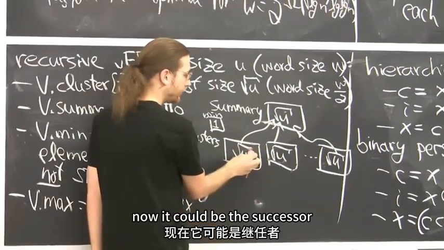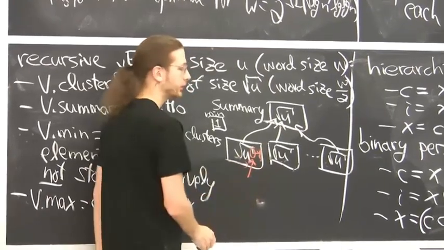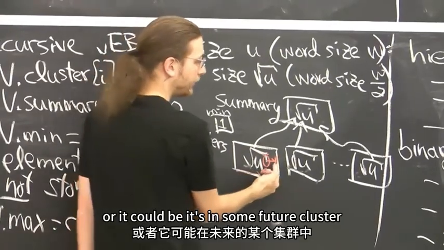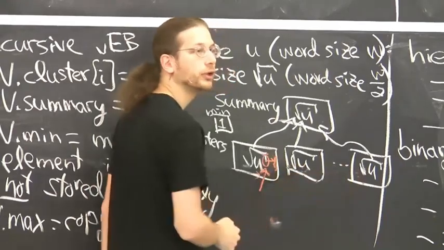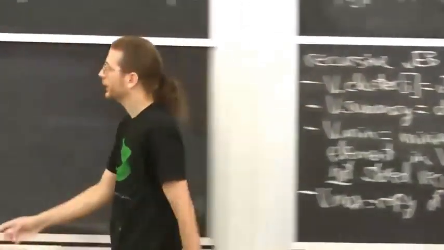Now it could be that the successor is inside the same cluster. Maybe there's an item right there. Okay, then I want to recurse in here. Or it could be that it's in some future cluster. So let's do the first case.